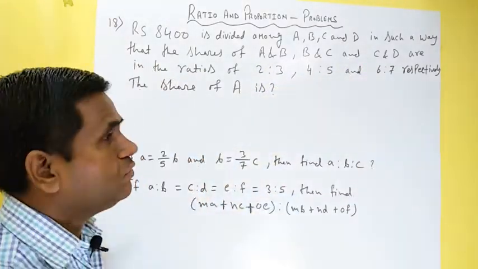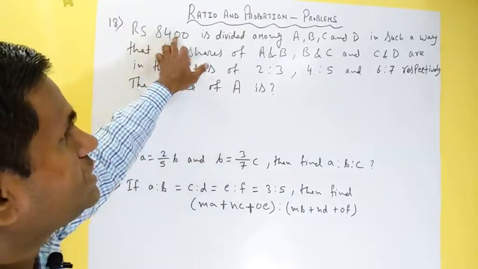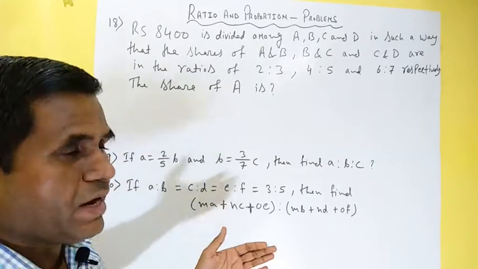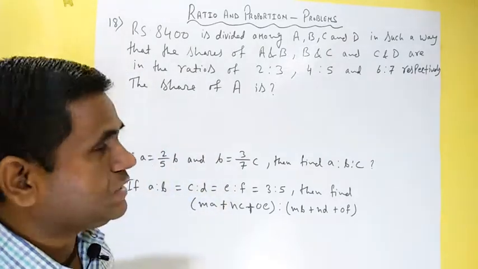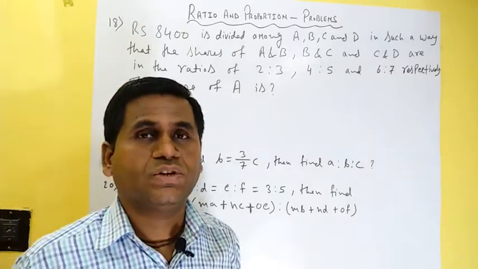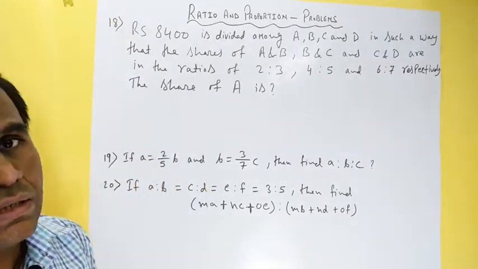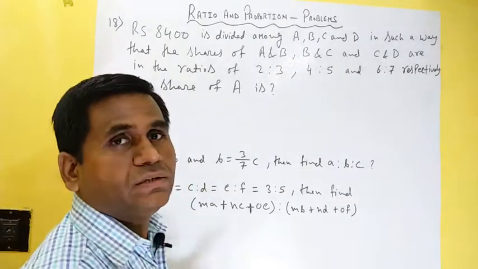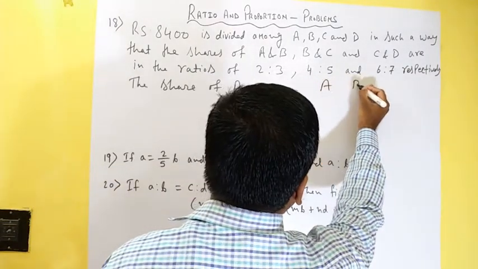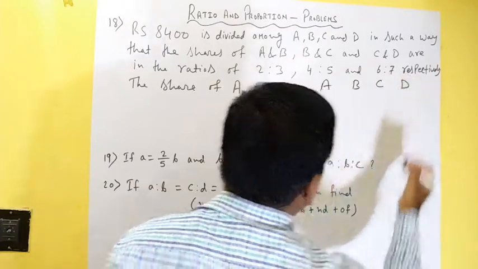Since this amount is divided among A, B, C and D, we will find a combined ratio for A, B, C, D. For that, I have already taught you this trick in the previous questions. Let us do it the same way again. We will write here A, B, C, D.